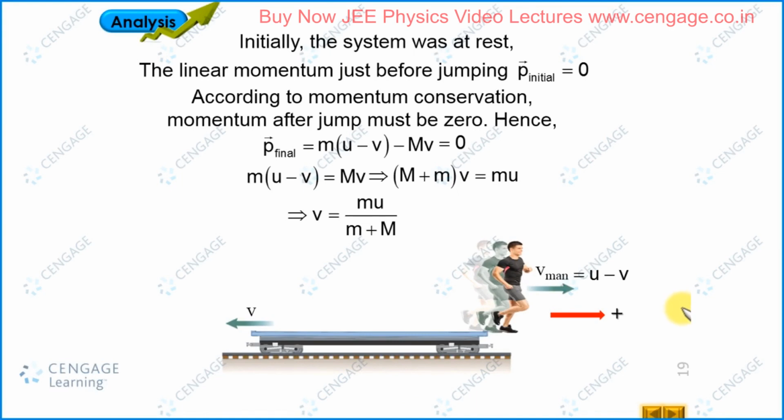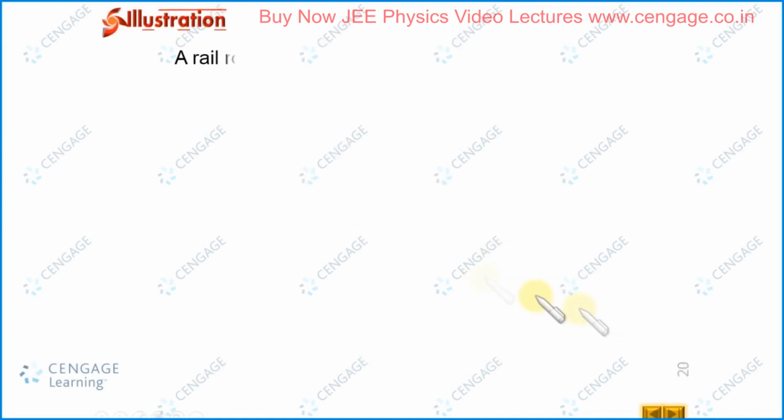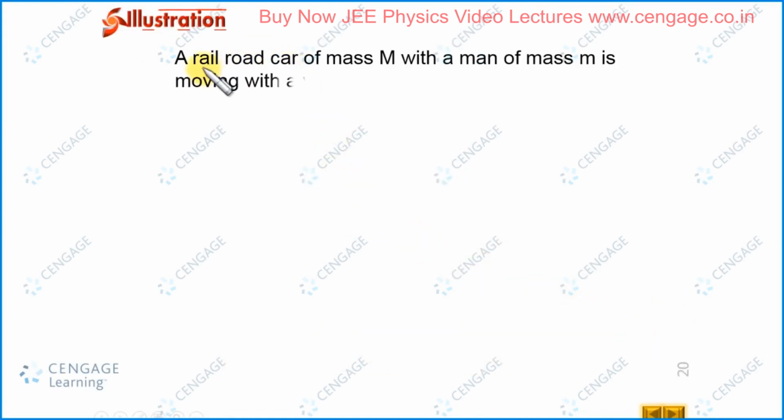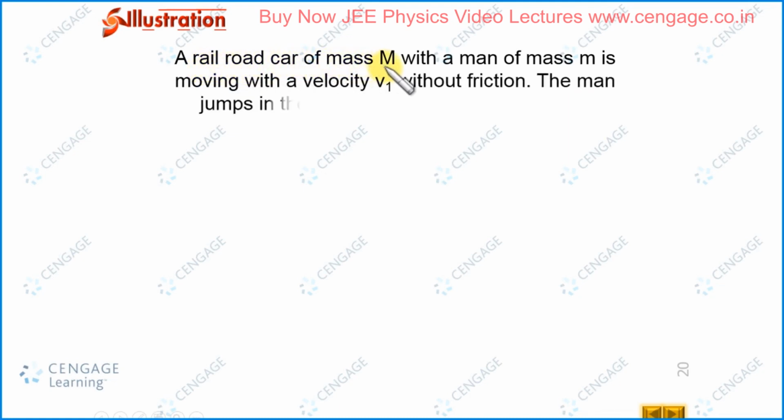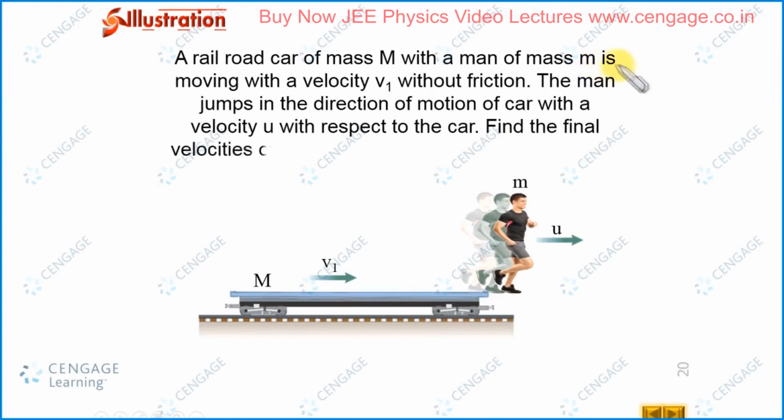Now let us move to the next illustration. In this illustration we are given a railroad car of mass capital M with a man of mass small m, moving with a velocity v1 without friction. The man jumps in the direction of the motion of the car with a velocity u with respect to the car. Find the final velocities of the man and of the car after the jump.